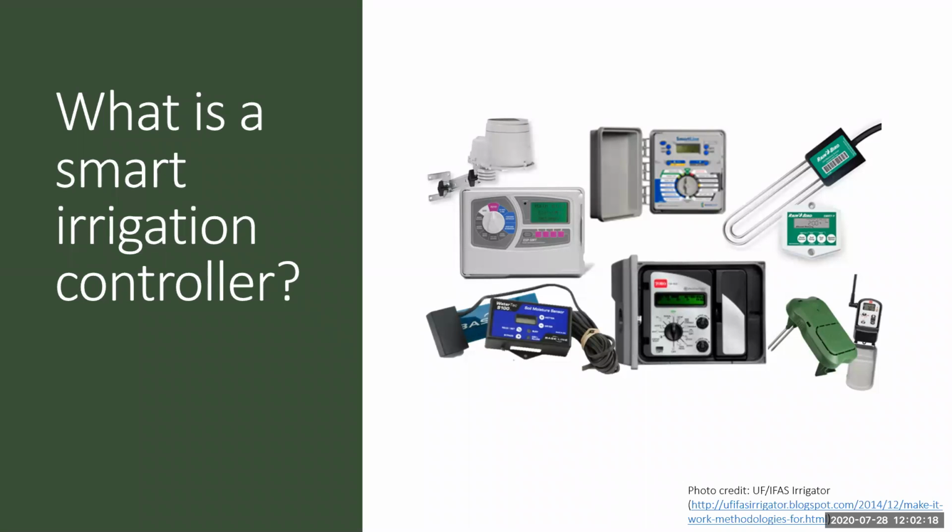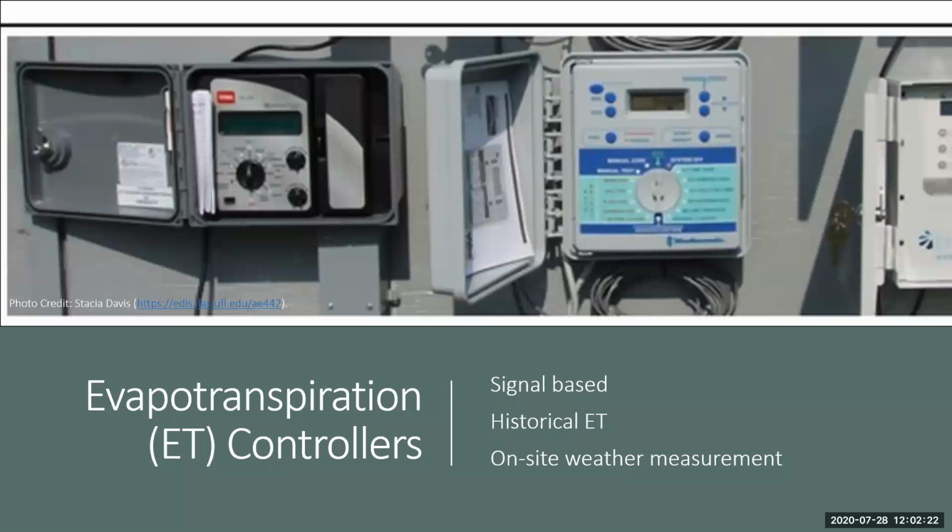There's climatologically based or soil moisture based. So first, we'll discuss the climatologically based controllers. These are also known as ET, which is short for evapotranspiration. Evapotranspiration is a combination of evaporation from soil and plant surfaces along with the transpiration by plants. In general, there are three types of ET controllers. There's signal-based, historical ET, and on-site weather measurement.